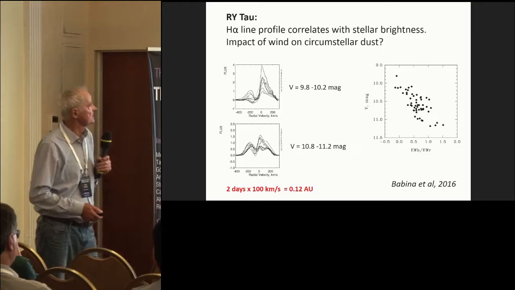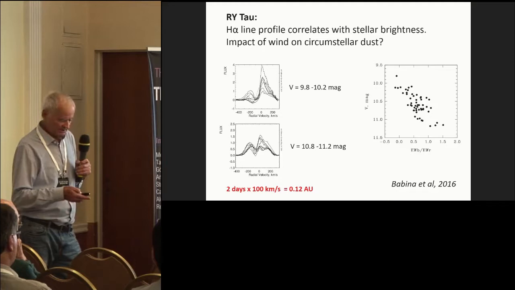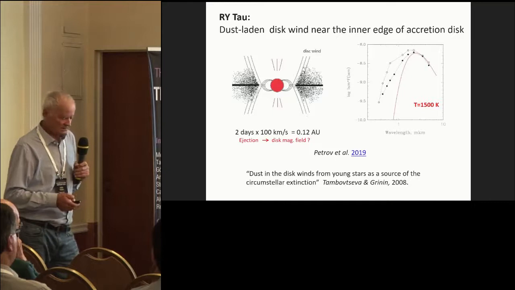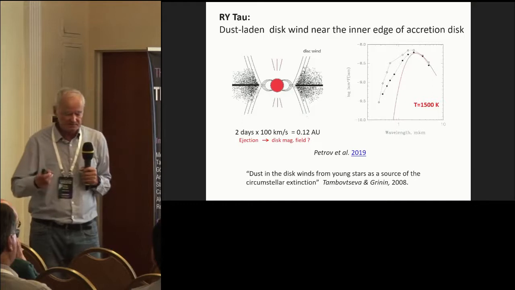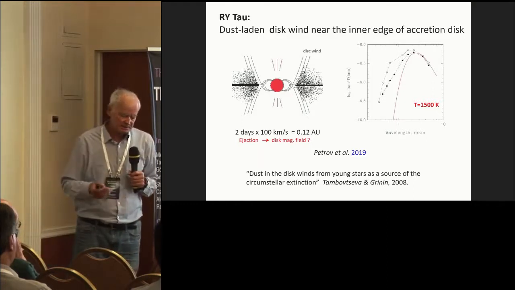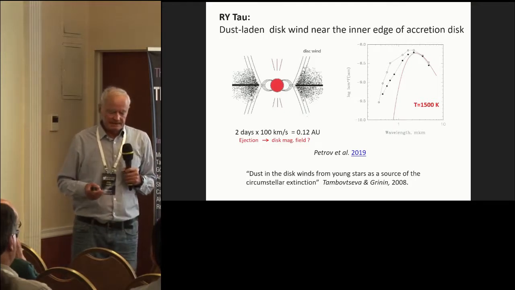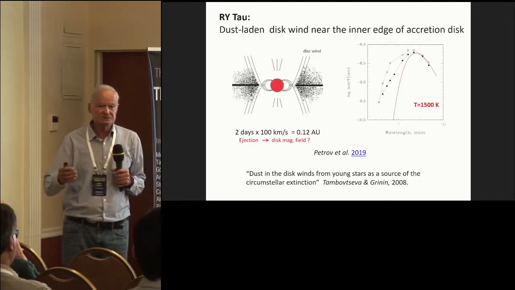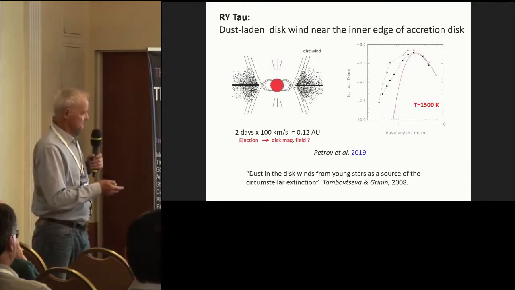So we suggest that there is probably an impact of wind on circumstellar dust. The physics of this is not clear. We may only speculate that dust particles are coupled to the gas flows along the magnetic fields in the disk wind, and magnetospheric ejection may disturb the magnetic field of the disk and thus change the flow of this dusty wind.